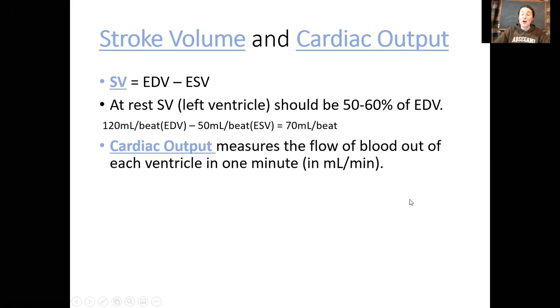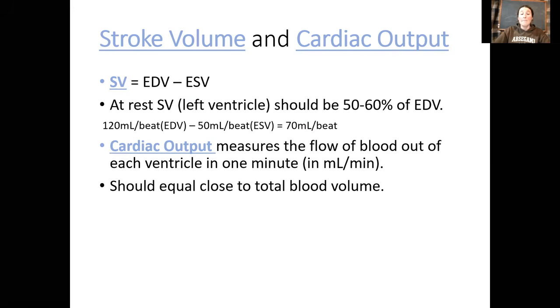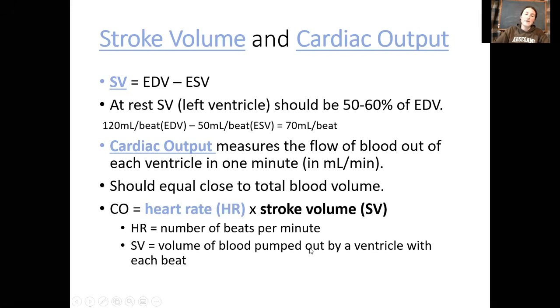Cardiac output is calculated by using the stroke volume, which of course we calculated with the EDV and ESV. Cardiac output measures the flow of blood out of each ventricle in one single minute. So this is measured in milliliters per minute or liters per minute. And in general, even at rest, the cardiac output approximately equals the entire volume of your blood. So the heart is pumping your whole blood volume every single minute, even without getting up off the couch. So how do we calculate cardiac output?